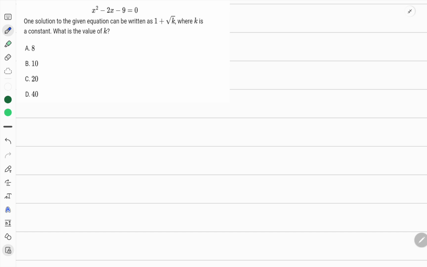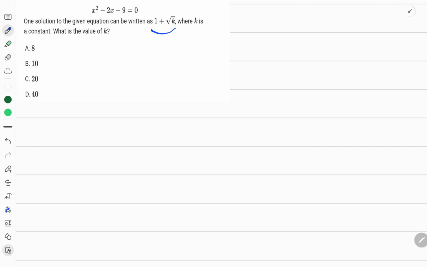As you can see, this is a quadratic equation because the power of x is 2, and we have one solution of this equation, which is 1 plus the square root of k. When you substitute the value of x in the equation, it should satisfy the equation. So the only thing that you should do is to substitute 1 plus the square root of k for x in this equation.